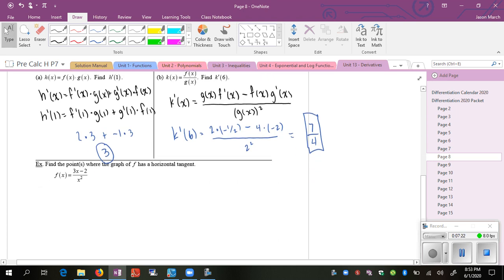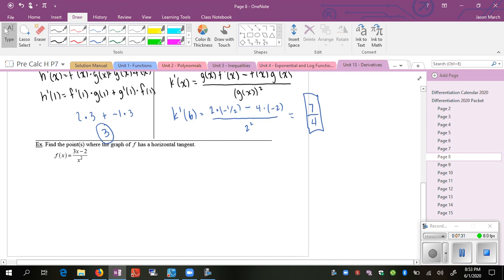Find the points where the graph of f has a horizontal tangent. So again, some of you might be jumping to the conclusion that the quotient rule is the way to go for this. But it's not the most efficient way to do it, especially in this case because I can recognize that my denominator is a monomial. I would not be able to pull this off if my denominator had more than one term. But since it does, I can actually rewrite the function.